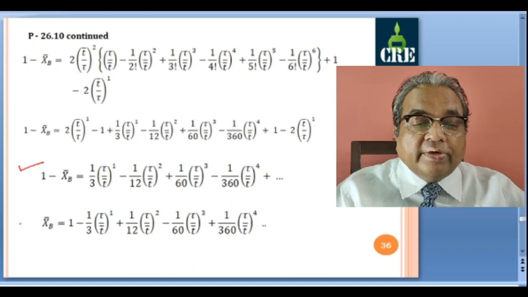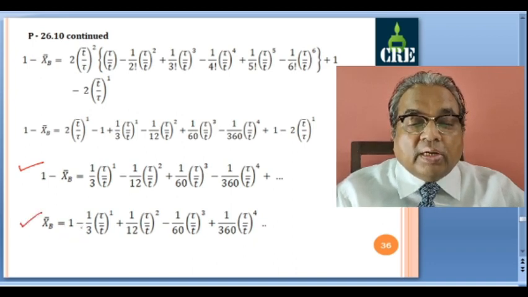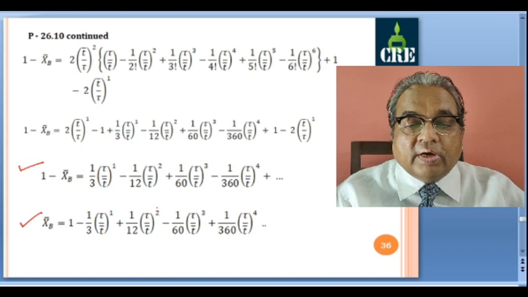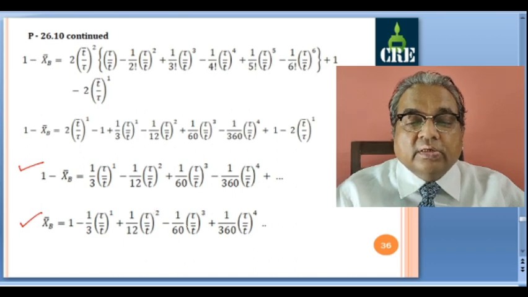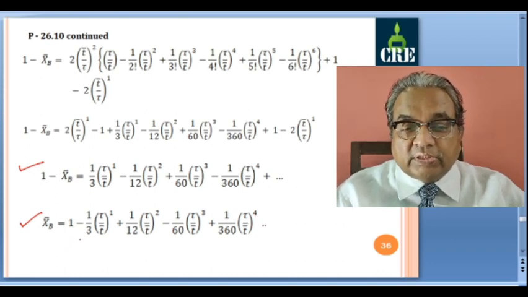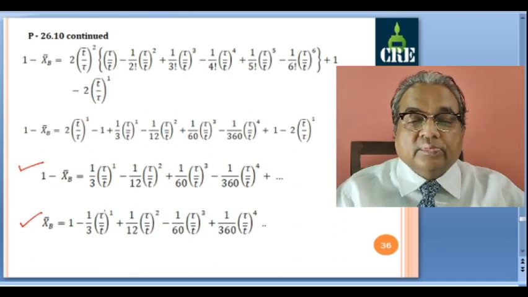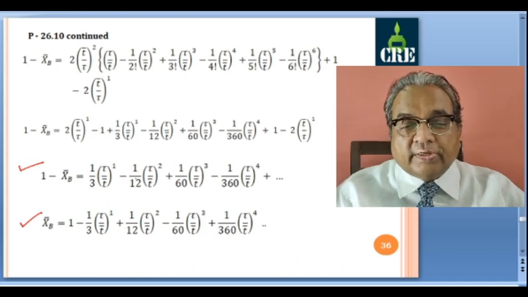So finally you can write the equation as xb bar is equal to 1 minus 1/3 (tau/t bar) plus 1/12 (tau/t bar) square minus 1/60 (tau/t bar) whole cube plus 1/360 (tau/t bar) raised to 4. If you want to remember the final expressions, you just remember the first three terms for different geometries.